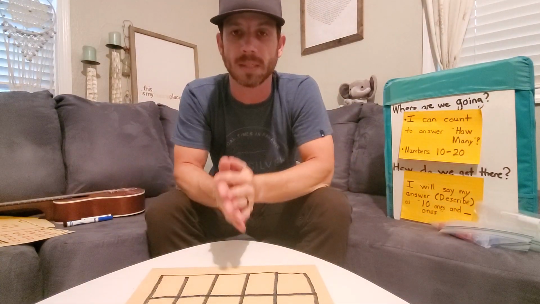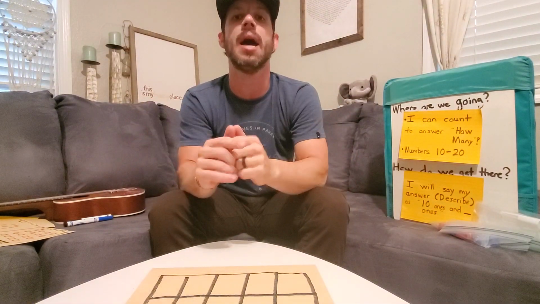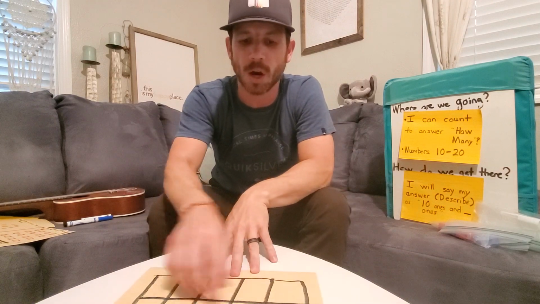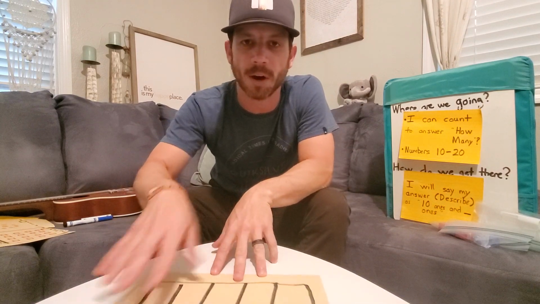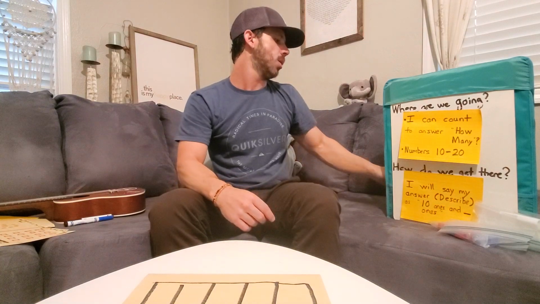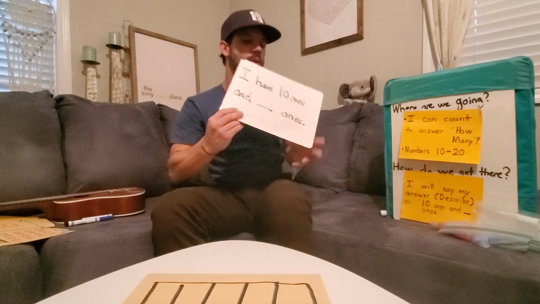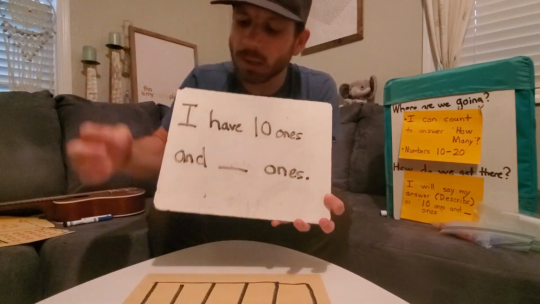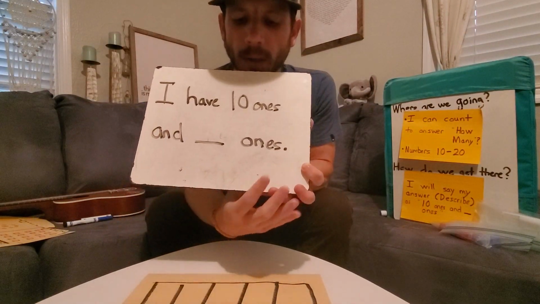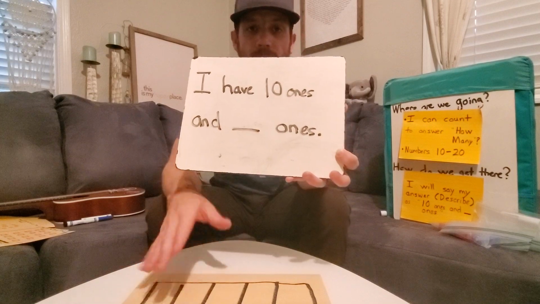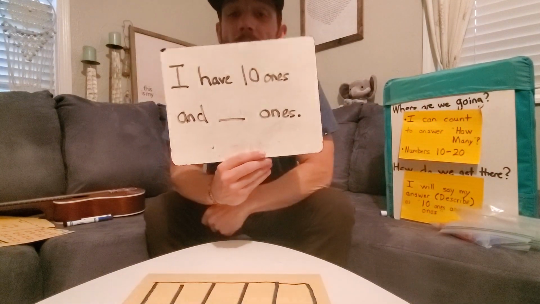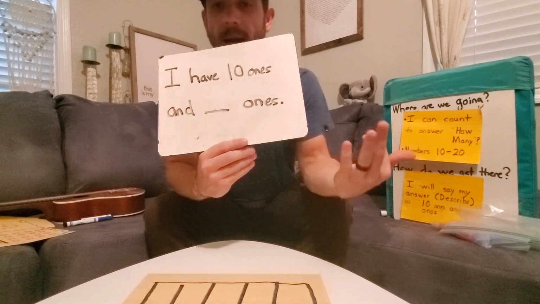Then we're going to know that we've got it because we're going to answer our questions, or describe our answer by saying I have 10 ones and then I have some other ones. And guess what? Those other ones are going to be left outside of our 10 frame. Here's how we're going to be showing our answers: I have 10 ones and blank ones. So what we'll do is count out our objects in our mystery bags, and then we will write in our answers right here, okay?